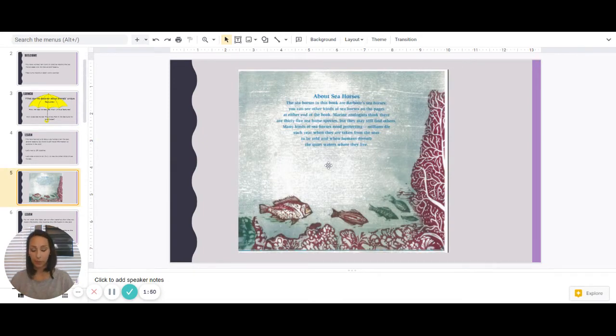All right, so before we take a look at the video clip, I wanted to just share one page from the text that we haven't read yet. And it says, about seahorses. The seahorses in this book are barber seahorses. You can see other kinds of seahorses on the pages at either end of the book. And I know someone had mentioned that there were several other species that the text shows at the front and the back of the book.